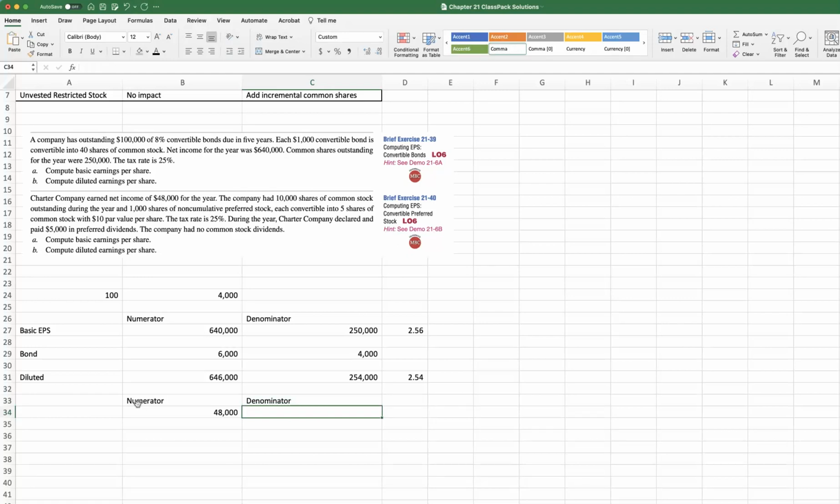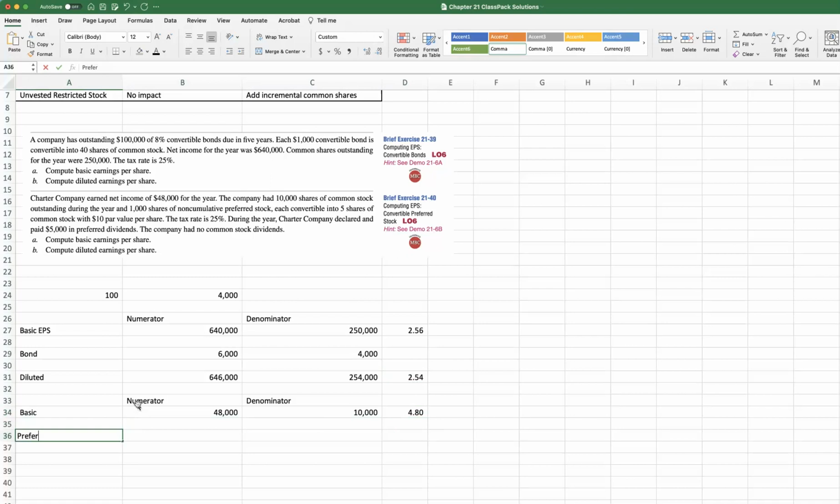And does it tell us how many shares? We had 10,000 shares of common stock outstanding during the year. Okay. It's nice of them to give that to us. We don't have to do any of our extra weighting that we normally do. So I will divide the numerator by the denominator, and I'm at $4.80.